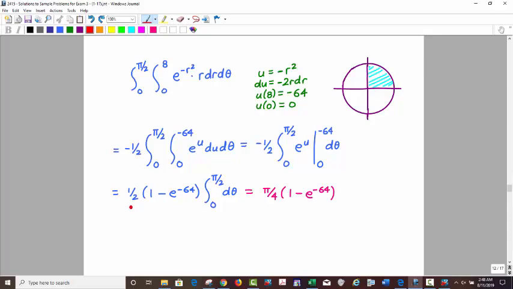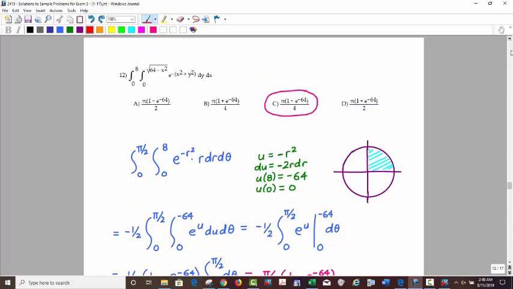Flipping around the 0 and the negative 64 created a negative, which took out that negative, so it makes it positive 1/2. E to the 0 is 1. And of course, that's just the e to the negative 64 right there. And then 0 to pi over 2 d theta. There are no thetas in this problem, so it just produces a theta, which produces a pi over 2. So pi over 2 times 1/2 makes that pi over 4, and then 1 minus e to the negative 64. There we go.